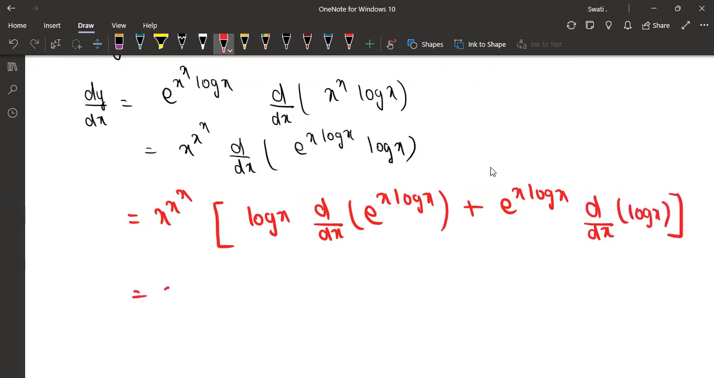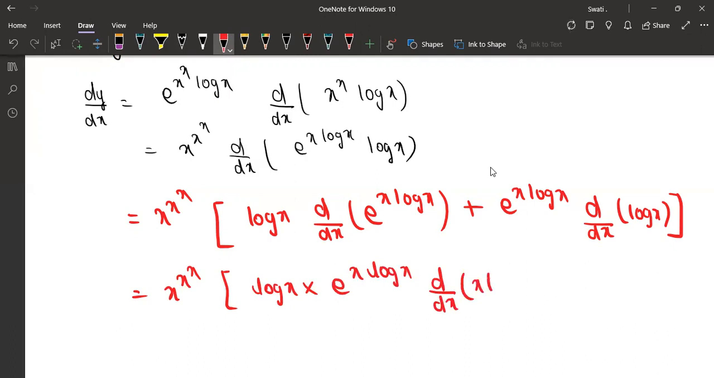Now we can write down this as x raised to x raised to x. This will become log x. Here, if I do the derivative of an exponential function, we know that we have to keep the exponential function as it is because by the formula. And again, by chain rule, we have to do the derivative of this x log x. Plus, here this e raised to x log x, I can simply write down as x raised to x only. And derivative of log x is by formula 1 upon x.